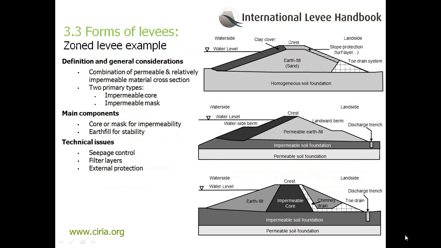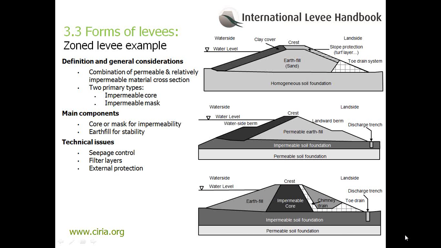So it's a continuation of section 3.3, forms of levees. These are some samples from the handbook of a zoned levee. A section within the handbook such as this would begin with a description, as in this example for a zoned levee, and general considerations one should take into account.